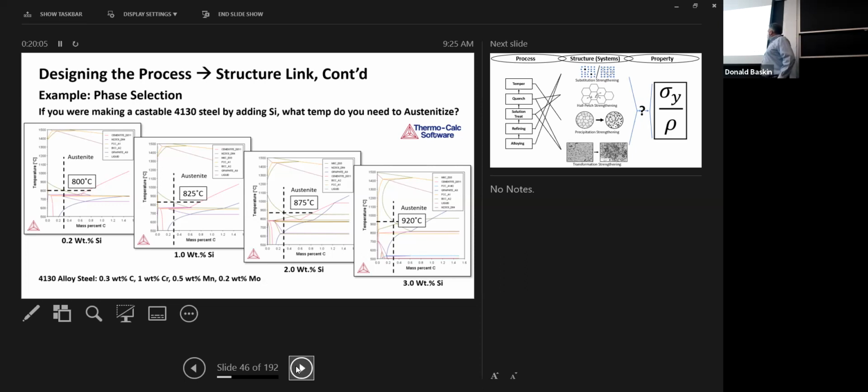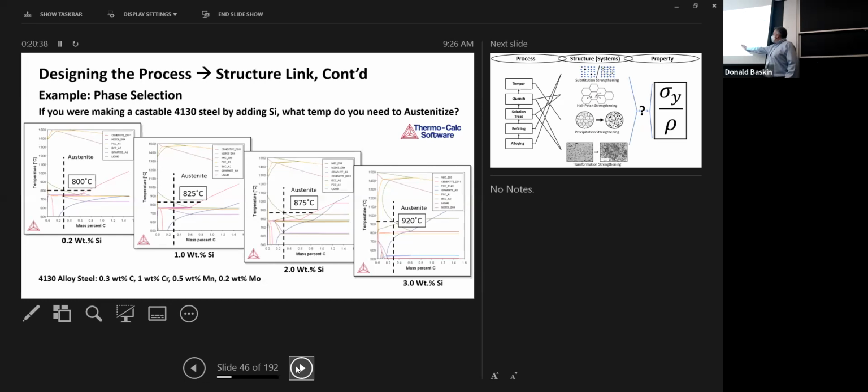The problem, however, is that as you put in silicon, you end up changing the austenitizing temperature. So if you keep adding silicon in order to increase the fluidity of your 4130 chromoly steel, and then you try to solution treat at the same temperature you always did, around 820 or 830 degrees Celsius, you would find that the material won't austenitize. That's a problem, because then you can't get martensite.